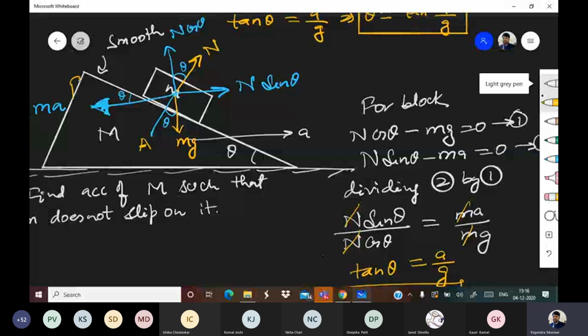Okay. So what we did, we resolved N into two components. One is the vertical component, which is N cos theta. Another one is the horizontal component, which is N sin theta. So for the block along vertical, N cos theta minus mg is equal to 0, because it is not accelerating. And along horizontal, if we are solving from the wedge's frame, N sin theta is towards right, minus ma, which was towards left, that's why we have used the minus sign, and that is equal to 0. Then we divide and then we solve.